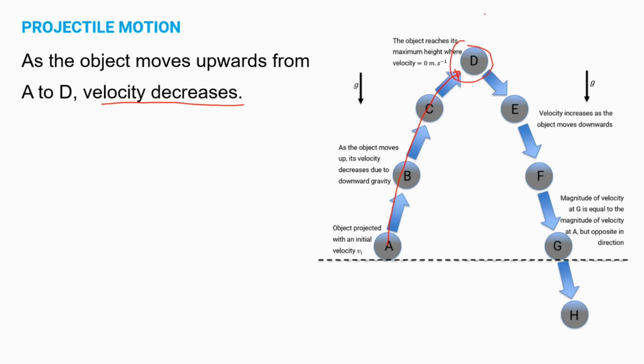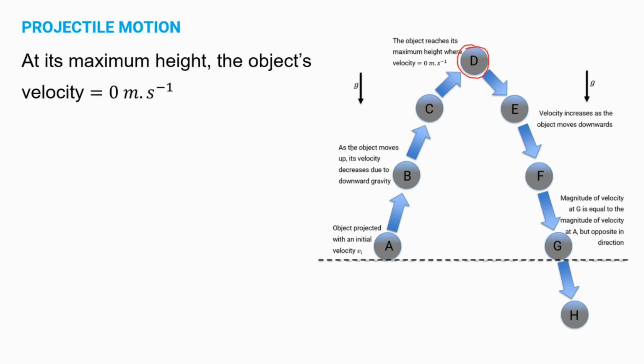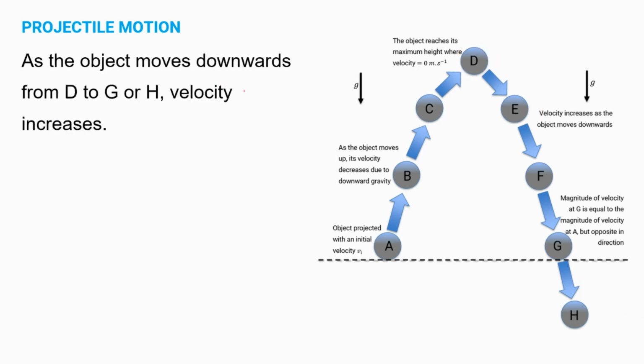When it reaches its maximum point, or at its maximum height, the object's velocity is 0 meters per second. At its maximum height, velocity of the projectile is what? 0 meters per second. Please take note of that. And then after that, what is happening here? As the object moves downwards now, D to G or D to H, velocity increases. Velocity is increasing because acceleration is downwards.